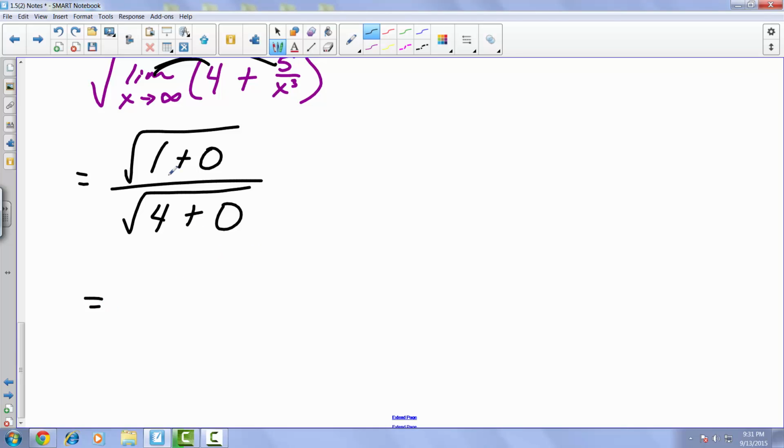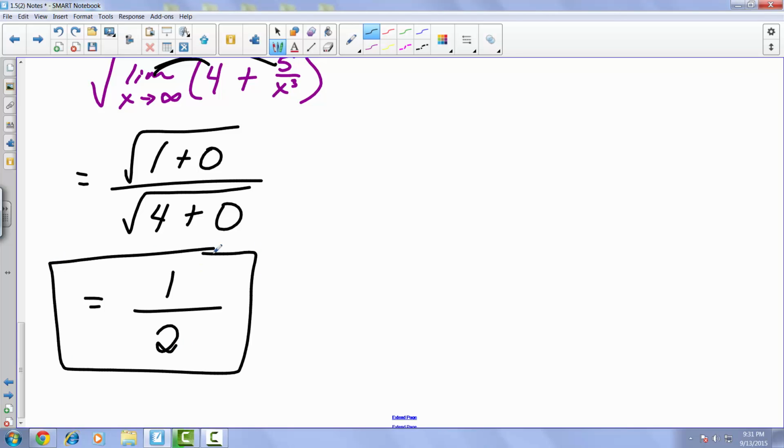Simplifying things, we end up with 1 plus 0, the square root of 1 really, which is just 1, over 4 plus 0 is 4, the square root of 4 is just 2. So it looks like our limit comes out to be 1/2.